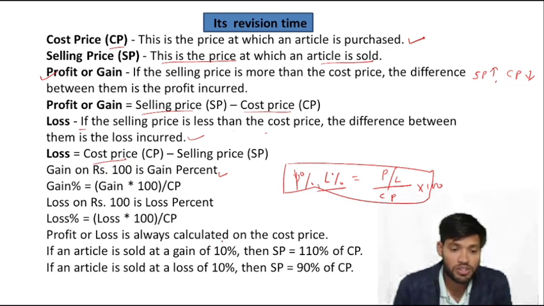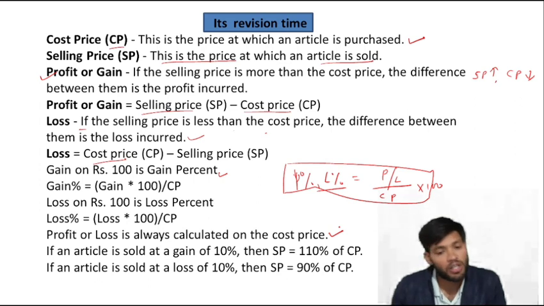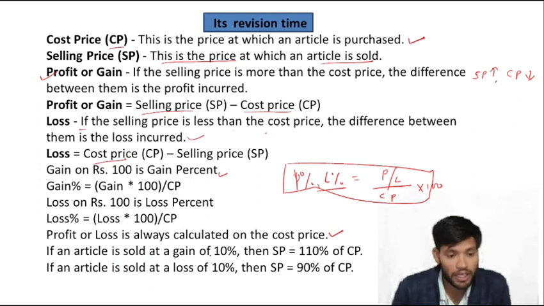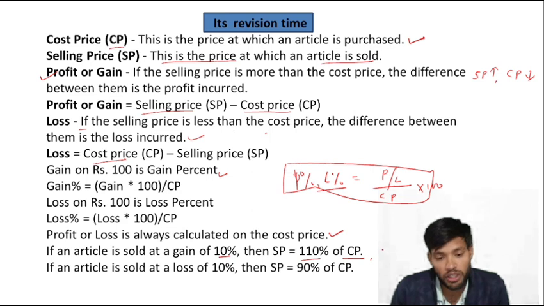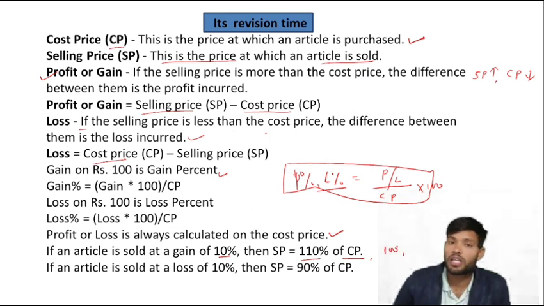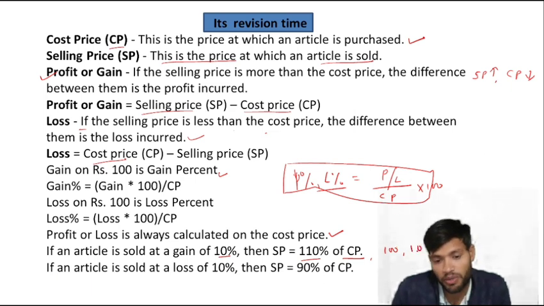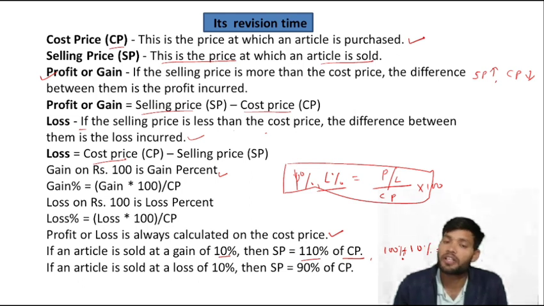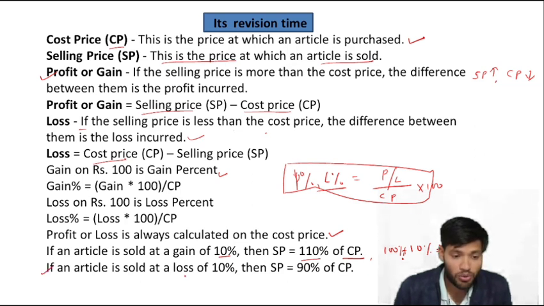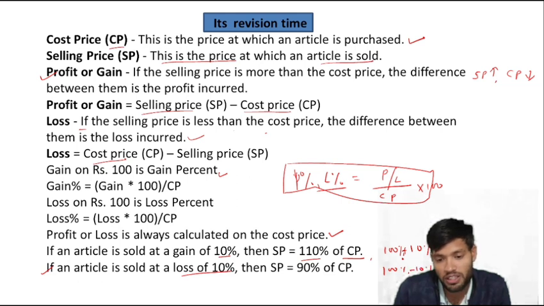Profit or loss percentage is always calculated on the cost price. If an article is sold at a gain of 10%, then SP is 110% of CP. If we bought an article at 100 rupees and want to sell it after gaining 10%, then 10% of 100 rupees is 10 rupees. CP is 100% and the profit is 10%, so the selling price becomes 110%. Clear? If an article is sold at a loss of 10%, then SP becomes 90%, because CP is 100% and 10% of CP is the loss.